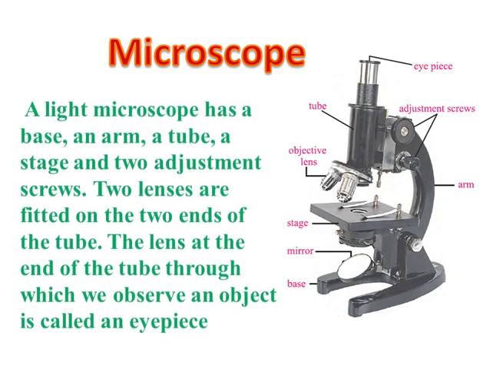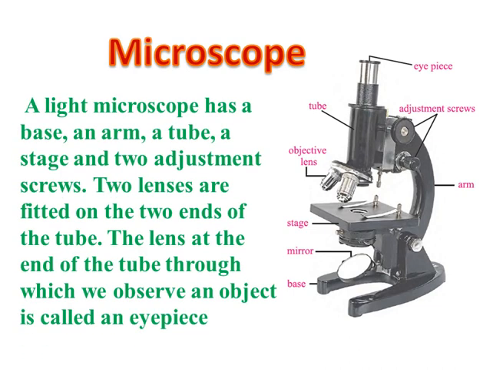A light microscope has a base, an arm, a tube, a stage and two adjustment screws. Two lenses are fitted on the two ends of the tube. The lens at the end of the tube through which we observe an object is called the eyepiece.